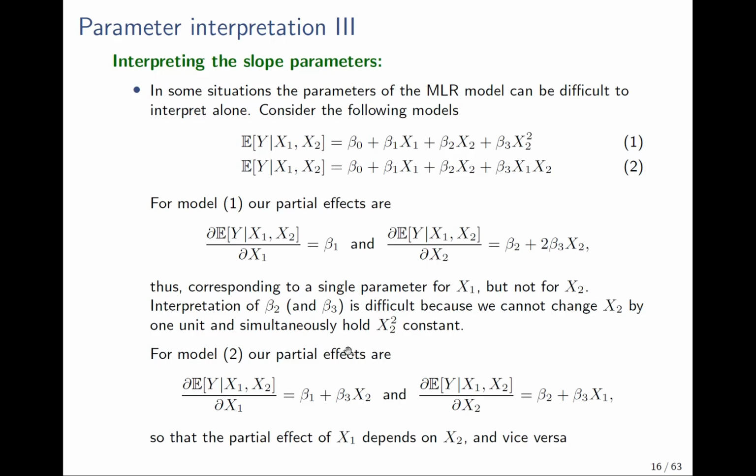For model 2, our partial effects are, well, with respect to x1, it's beta 1 plus beta 3 x2, and with respect to x2, it's beta 2 plus beta 3 x1, so that the partial effect of x1 depends on x2 and vice versa. This is called an interaction, and we'll look at it in more detail next week. But again, just to point out that depending on the form of the model, and particularly when it has polynomial terms and interaction terms, interpreting individual coefficients may no longer make sense. We might have to interpret the partial effect as a combination of coefficients, or a combination of coefficients and random variables.